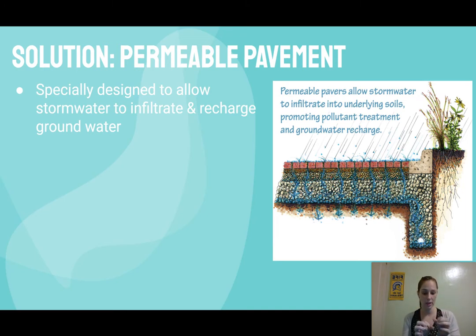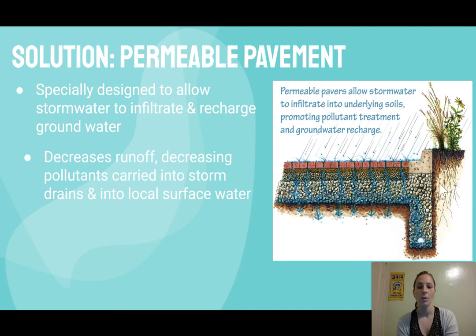And so it's actually like a ton of little rock-like things that are made together, but it basically has cracks in it so that water can go through and make it down into the soil and the ground. What this is going to result in is that it decreases runoff, which also decreases all those pollutants being carried into the storm drains and the local surface water.